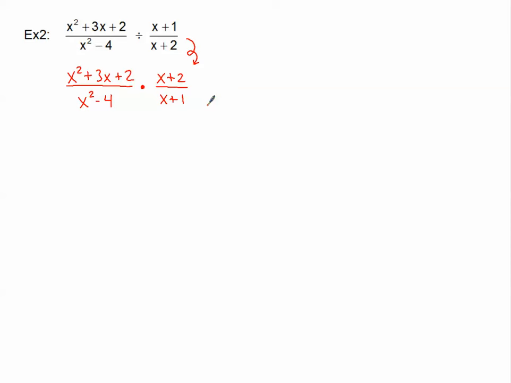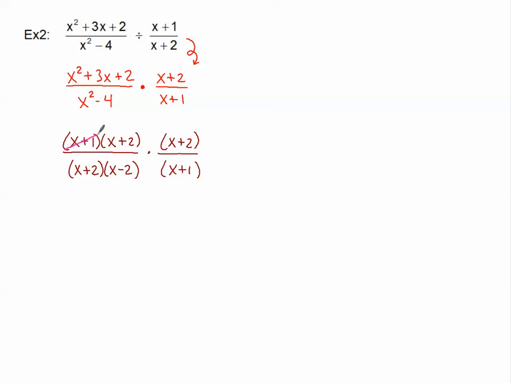Once it becomes a multiplication problem, the process is exactly the same as example number 1. We're going to factor in all the locations, and since we've already factored this one, I'll just write the factors x plus 1 and x plus 2. We've already factored this denominator. It's x plus 2 and x minus 2. And these, I'll go ahead and put them in parentheses just so I can remember that I am multiplying everything here. Everything's a factor. And now I can cancel away any common factors.